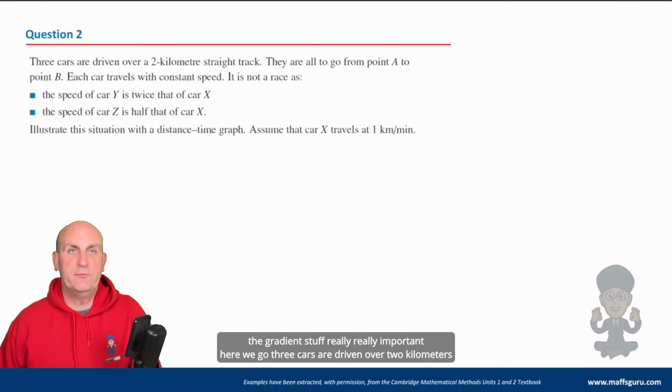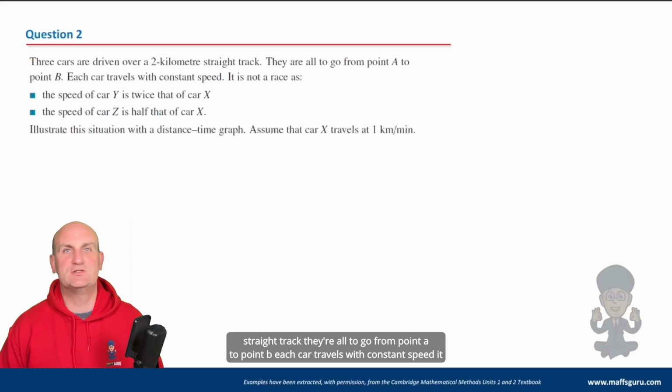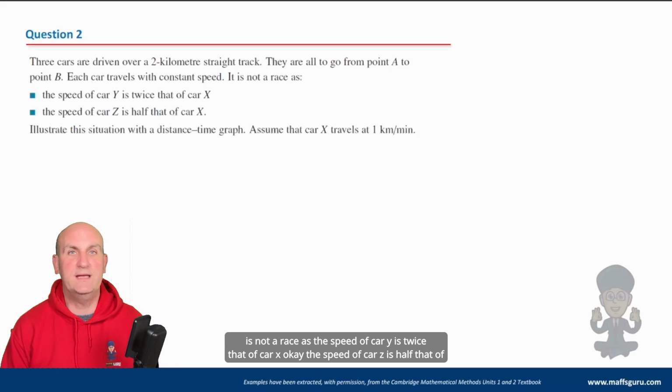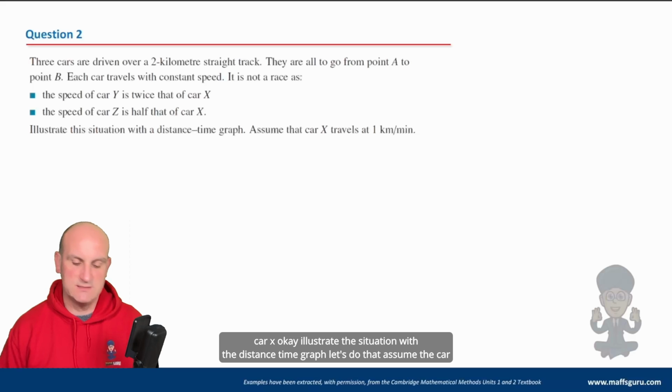Here we go. 3 cars are driven over a 2-kilometer straight track. They're all to go from point A to point B. Each car travels with constant speed. It is not a race, as the speed of car Y is twice that of car X. Okay, the speed of car Z is half that of car X. Okay, illustrate the situation with the distance time graph.